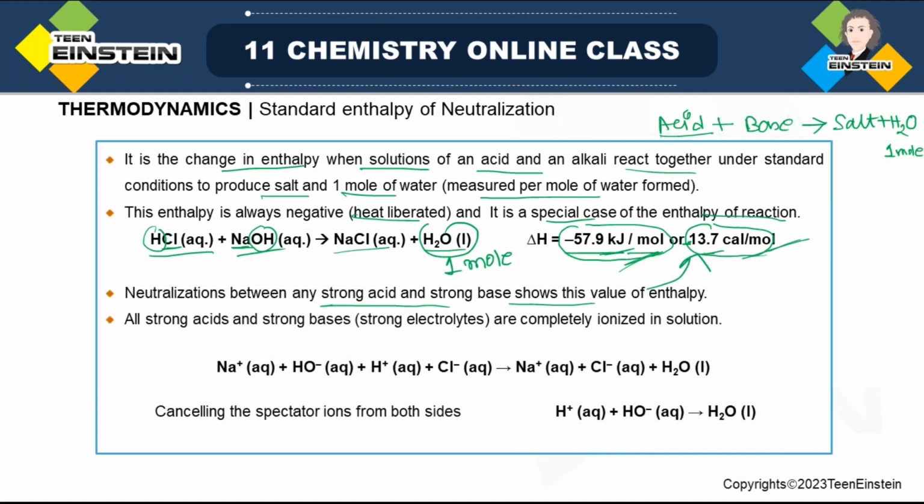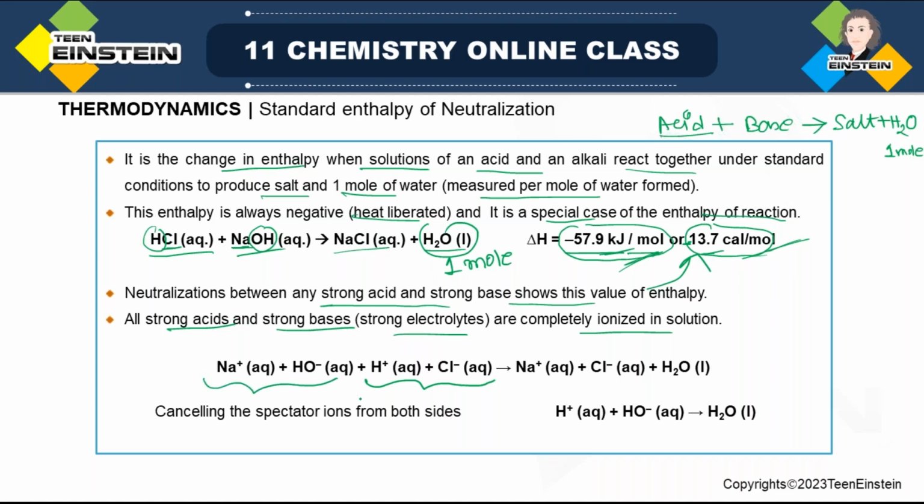Now why does it always show the same value? The reason is all strong acids and all strong bases are actually strong electrolytes. Strong electrolyte means they can dissociate completely into cations and anions. So when you have taken HCl, it will completely dissociate like this. All the molecules of HCl will dissociate, and it will always remain in the form of H plus and Cl minus. It will not remain in the form of undissociated HCl. So that is why it is a strong electrolyte, completely ionized in solution.